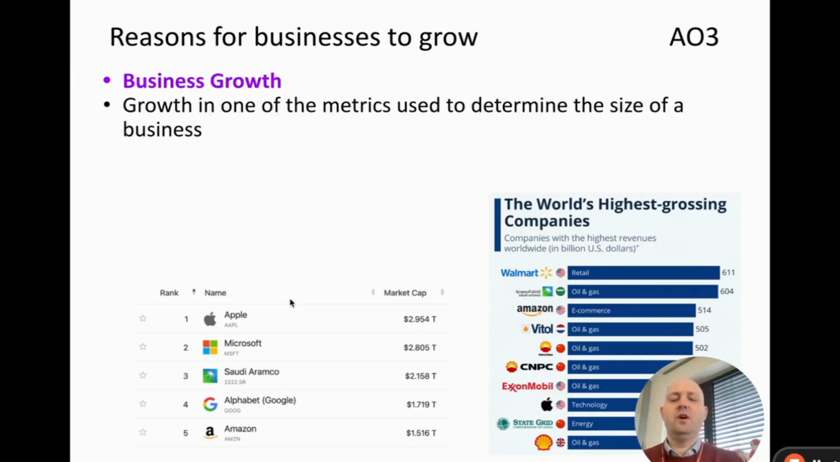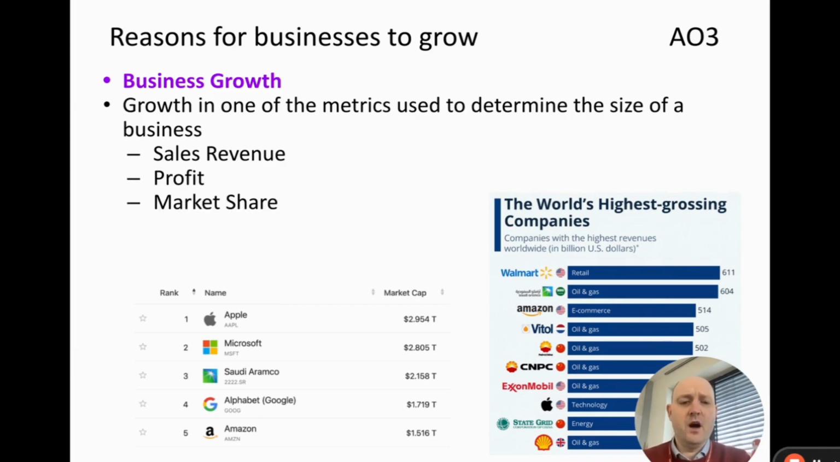So firstly, this chapter is called Growth and Evolution. So it's all about how businesses can grow. So we need to define what is growth. What we're going to take here is growth is when one of the metrics used to determine the size of a business increases. We've looked at these in the previous chapter, but basically, we can measure the size of a company through sales revenue, we can look at profit, we can look at market share, we can look at market capitalization.